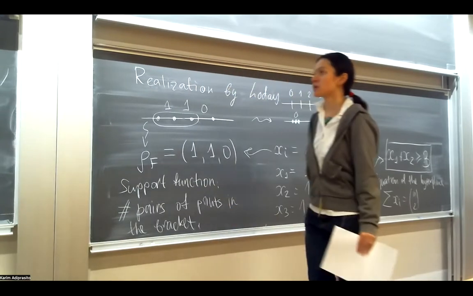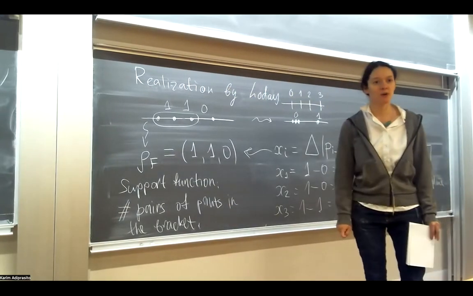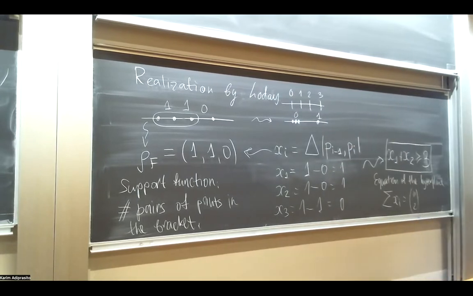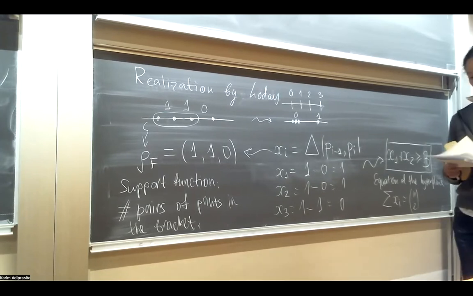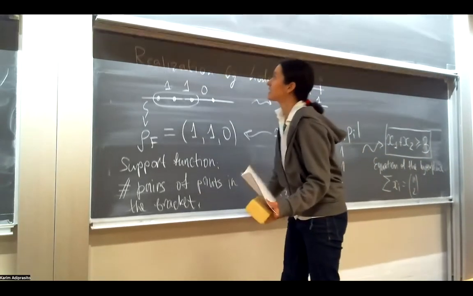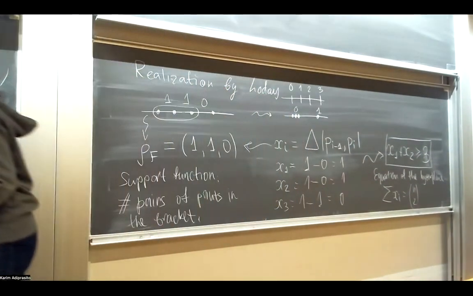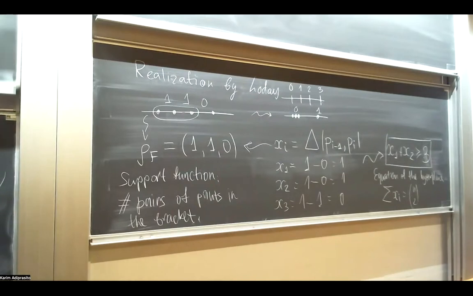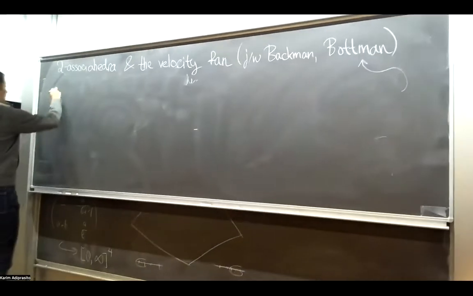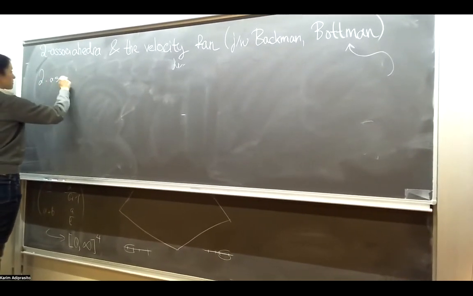Okay, so I guess this was everything that I wanted to say about the usual associahedra. And now let me move to the objects to which my talk is dedicated, namely, let me begin with the definition. So, well, usual associahedra were a compactified moduli space of n points in a line.